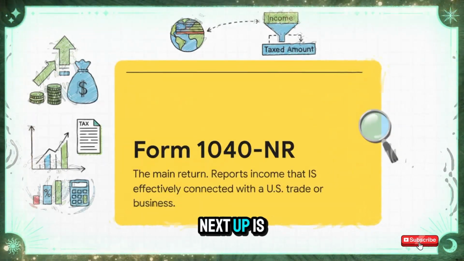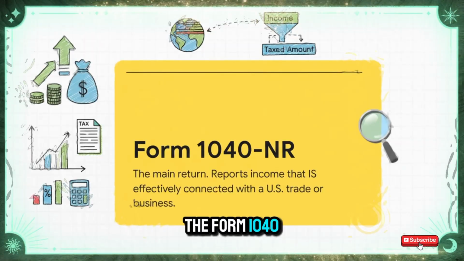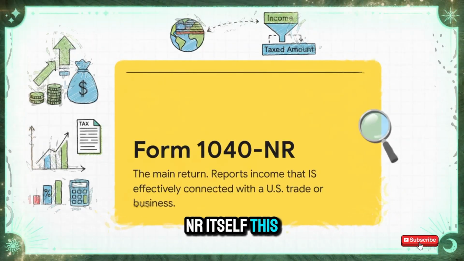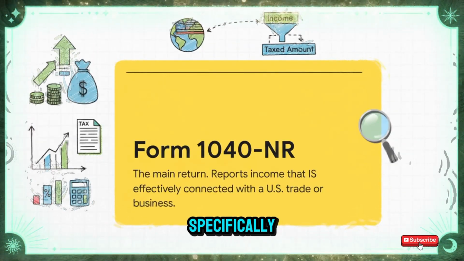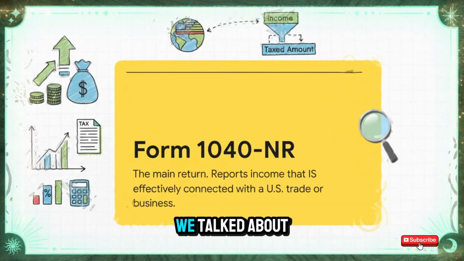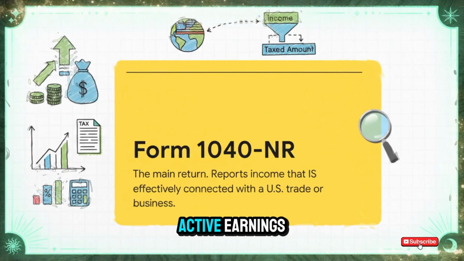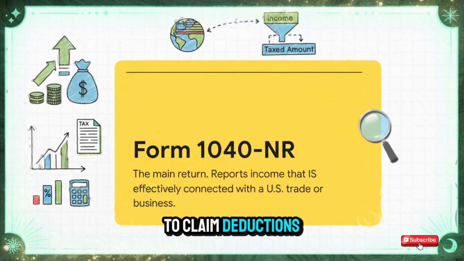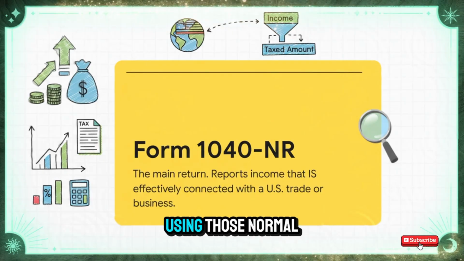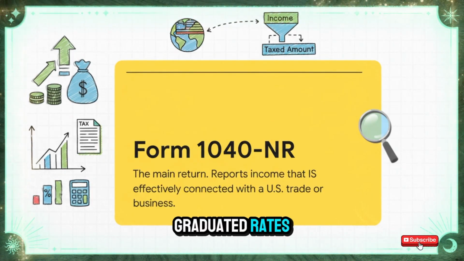All right, next up is the main event, the Form 1040-NR itself. This is the big one, and it's built specifically for that first world of income we talked about, your effectively connected income. This is where you report your active earnings, where you get to claim deductions, and where you calculate your tax using those normal graduated rates.